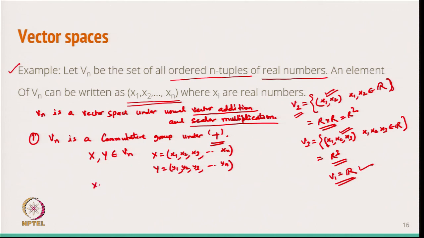Then x plus y will be x1 plus y1, x2 plus y2, and so on up to xn plus yn. This is the way we generally add two vectors, which is why it is called the usual vector addition. It is a component-wise addition. So, this also belongs to Vn. So, it is closed under addition, and then we can show that it also satisfies the other properties. That we are going to discuss in the next lecture. So, we will stop here.